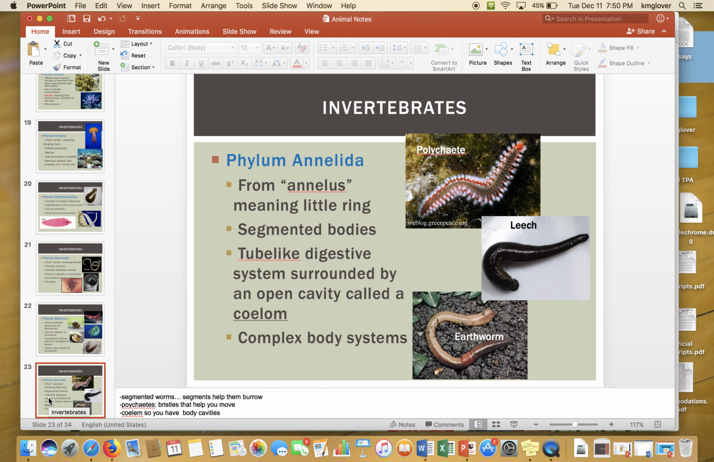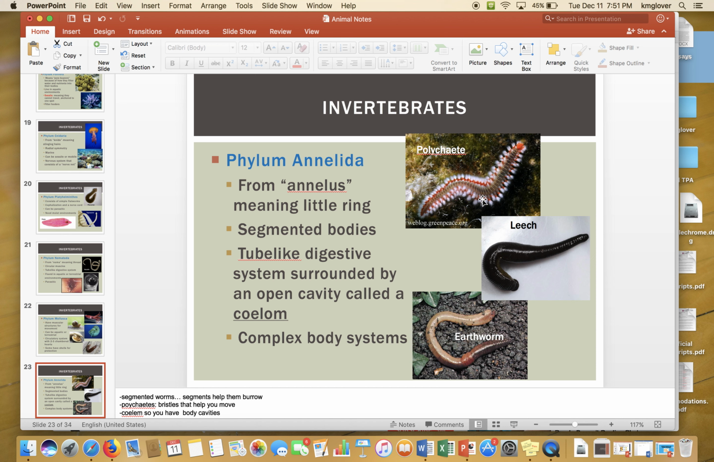All right, this is phylum Annelida. They are segmented worms, and that's going to help them burrow. So if you look here, they have all their little segments. And you have what we call oligochaetes that have no bristles, and you have these things called polychaetes, which means bristles. So if you look here, these are their bristles that help them move a lot. They do have a coelom, so they do have space for body cavities.